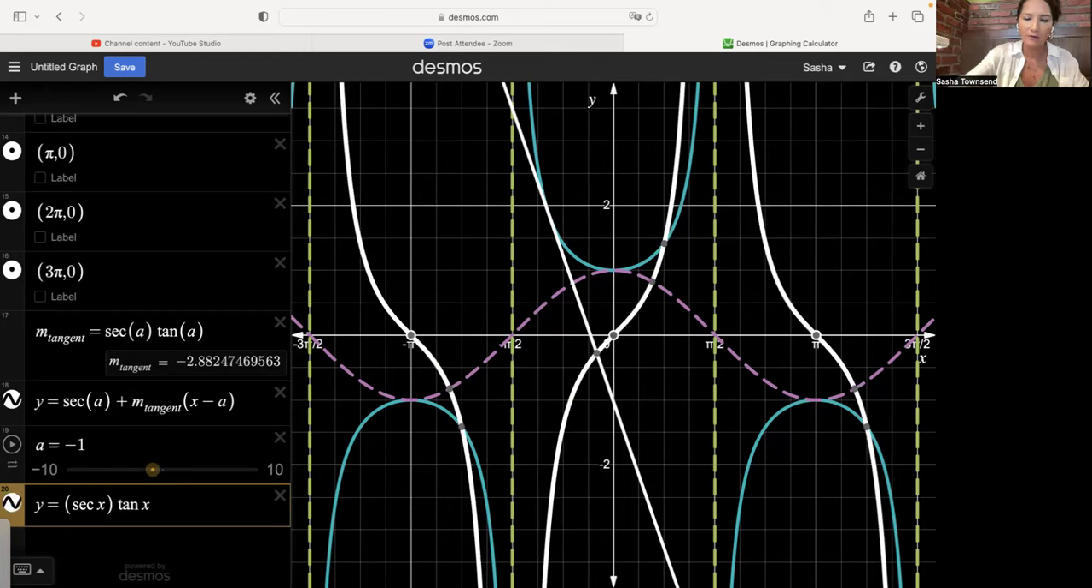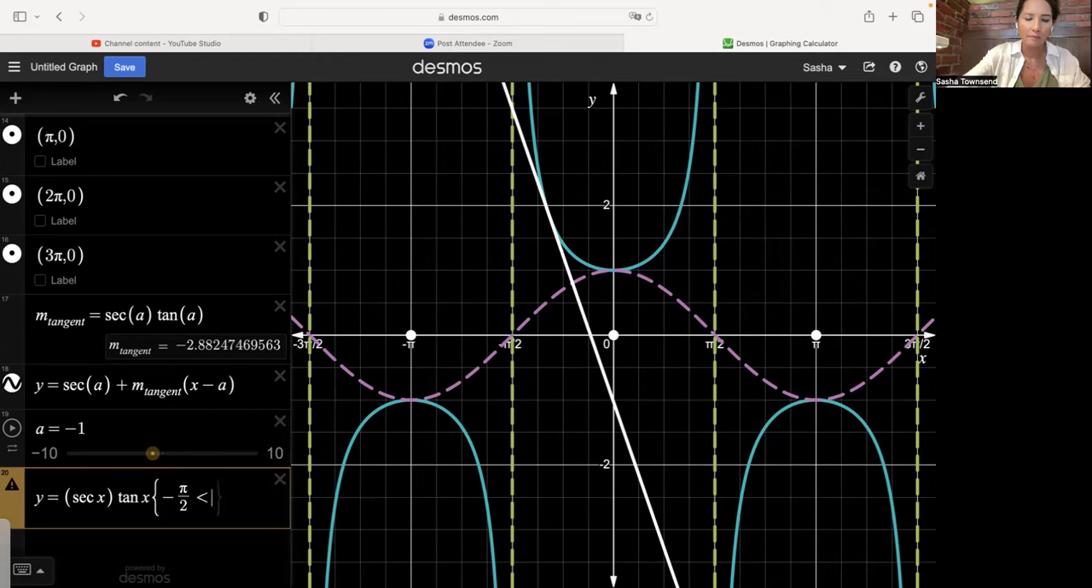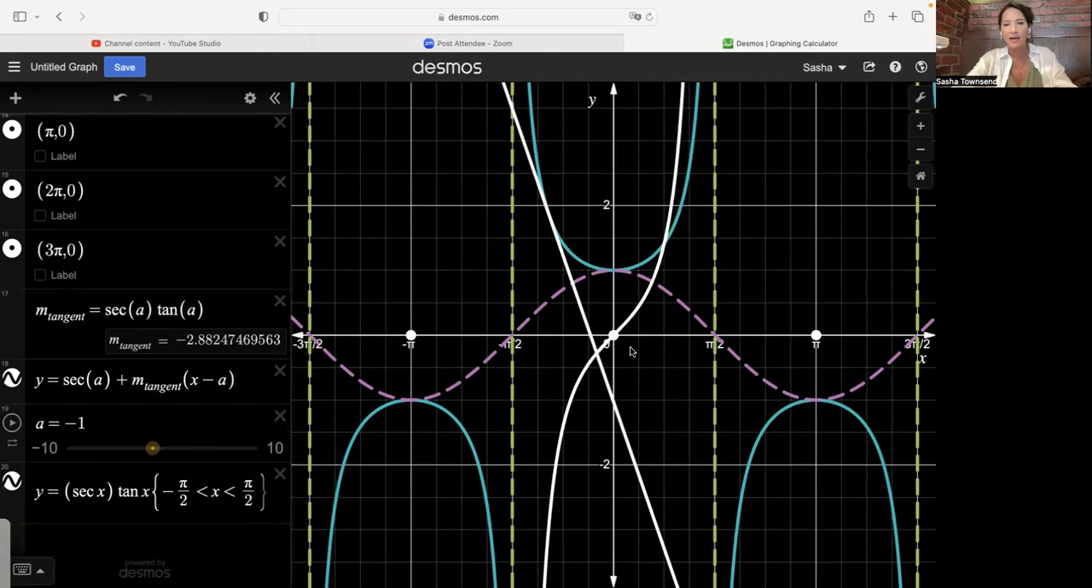On the interval from negative pi over 2 to pi over 2. And let's get rid of that tangent line now. And so you can see it's what we would expect. We've got negative slopes on this side, positive slopes on this side, zero slope on this side.